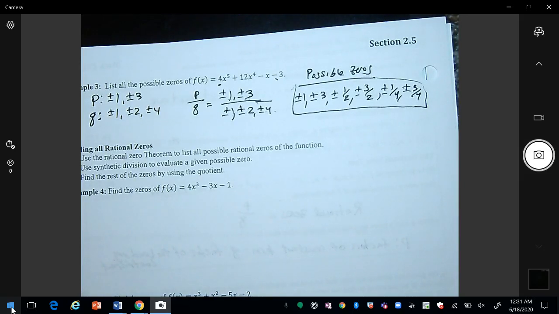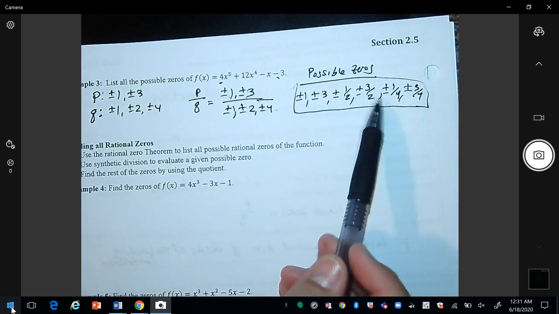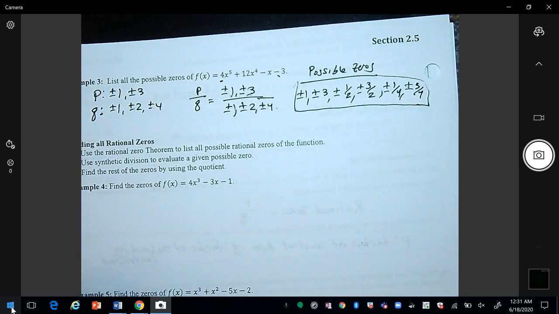On your web assigned homework, I believe they ask you to list these from smallest to greatest. So they'll want you to list these from smallest to greatest.